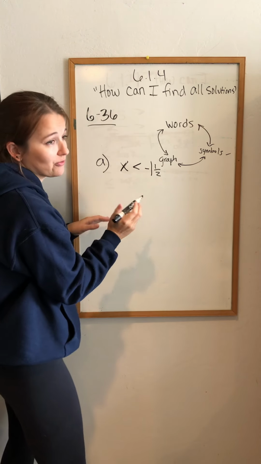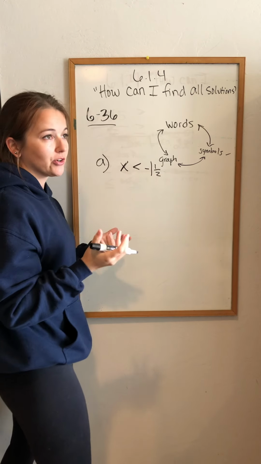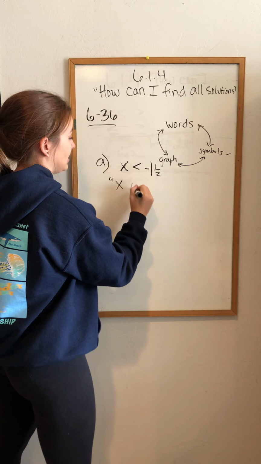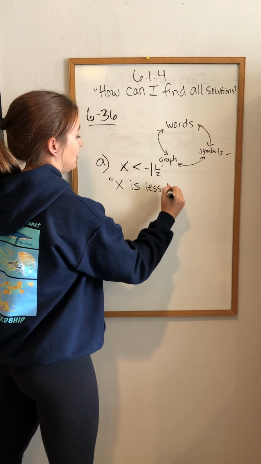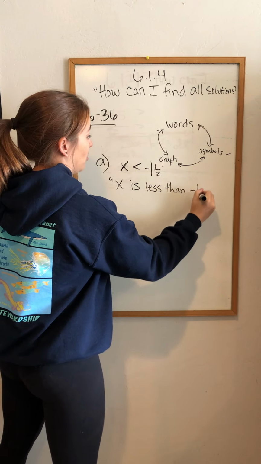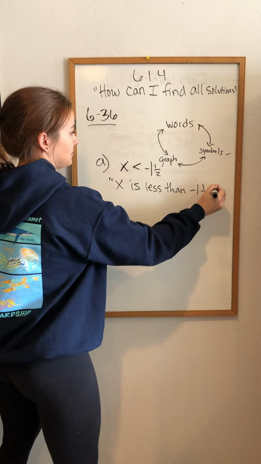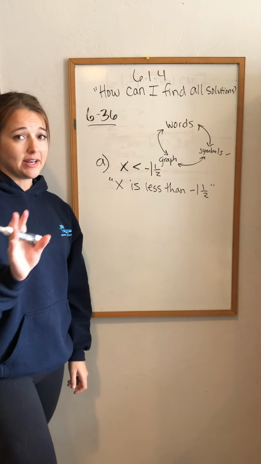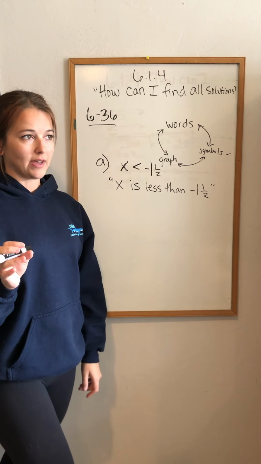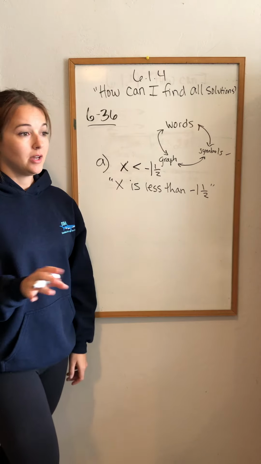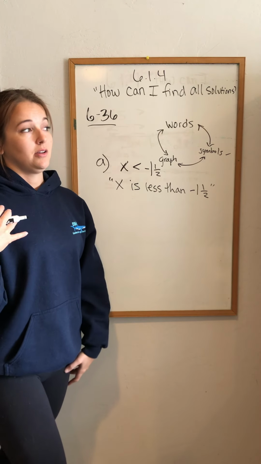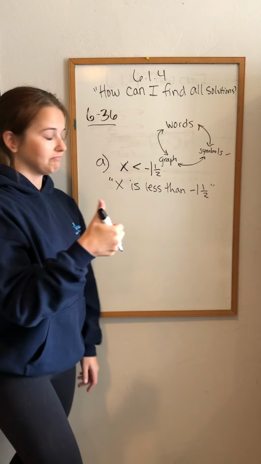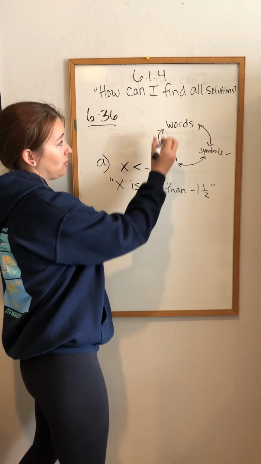So I'm going to do the words part first because that's going to be easiest. I'm literally going to write how I would say this out loud. So x is less than negative 1 1/2. So that would be your first part for A. And if at any time you want to try these out without me saying the answer already, pause the video and then you can try it out and then watch for the answer after I'm done. Okay, so then we've done our words.